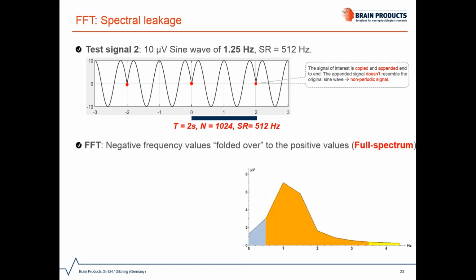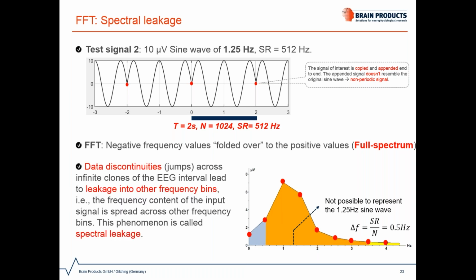Let's apply FFT and compute its full spectrum. The frequency resolution according to the formula will be 0.5 Hz. This means the frequency bins are spaced 0.5 Hz apart. However, with this frequency resolution, it is not possible to resolve a peak value at 1.25 Hz. Instead, the nearest adjacent frequency bins are 1 and 1.5 Hz.